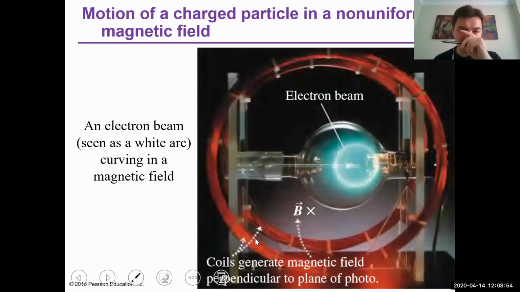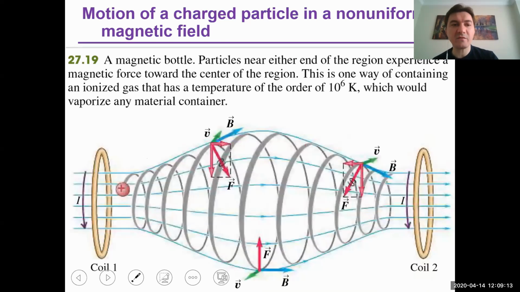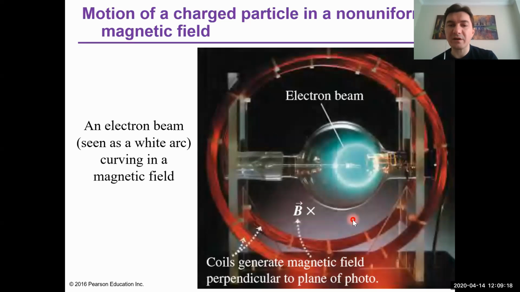So here we have one example. This is an electron beam seen as a white arc here, curving in a magnetic field. Here we have one coil, you see, this is one coil. Here we have another coil. This is the direction of the magnetic field, like this, one coil, another coil. And here we have a magnetic bottle, okay, magnetic trap. I mean, you don't see the magnetic trap, but it is there. So then you can keep the charged particles in a certain area.